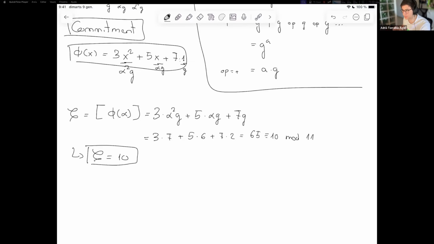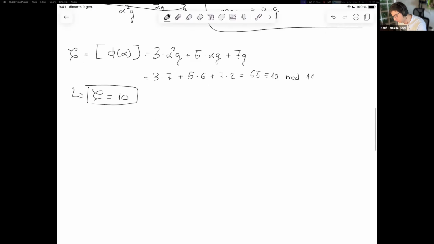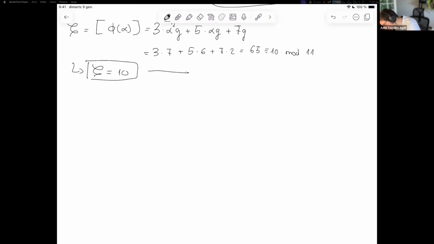If you remember, I always said the commitment is an element of the field, is a number. We are committing a polynomial, but we are representing this polynomial as a number only. We only commit a number. So now we send that to the verifier. The verifier notes, okay, this prover has committed to 10.